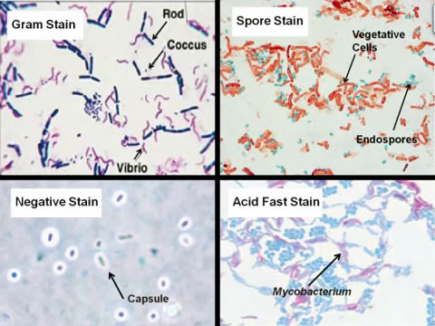This slide is a summary slide illustrating the end products of the key stains discussed. Going clockwise from the upper left, we have the gram stain, spore stain, acid-fast stain, and negative stain, where you can visualize gram-positive versus negative bacteria, endospores versus vegetative cells, Mycobacterium versus other organisms, and capsulated versus non-capsulated organisms, respectively.